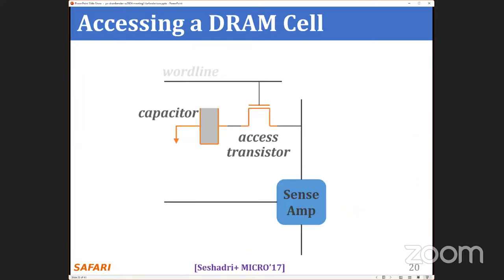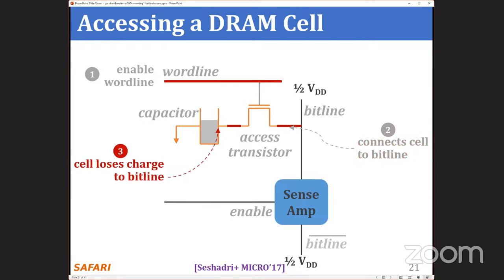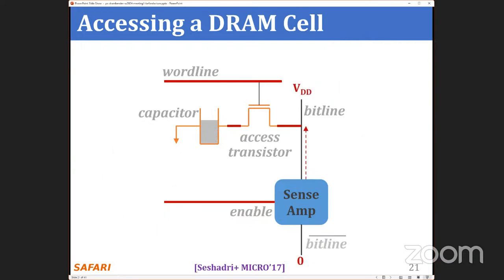In order to access a DRAM cell, we follow these steps. First, we enable the word line. This connects the capacitor to the bit line, and the electric charge stored in the capacitor undergoes a charge sharing process with the bit line. This causes a small deviation in the bit line voltage, and this voltage will be sensed by the sense amplifier.